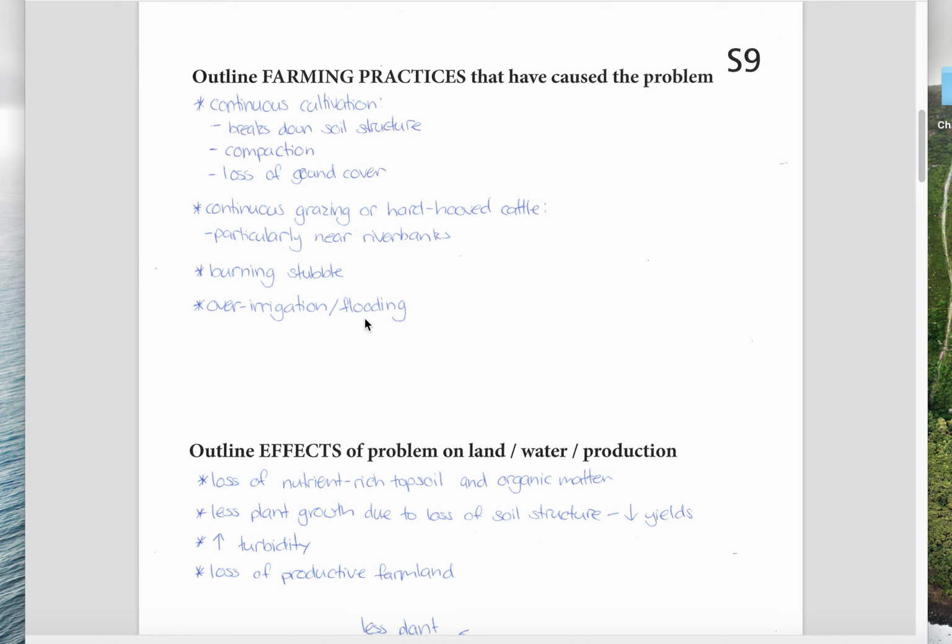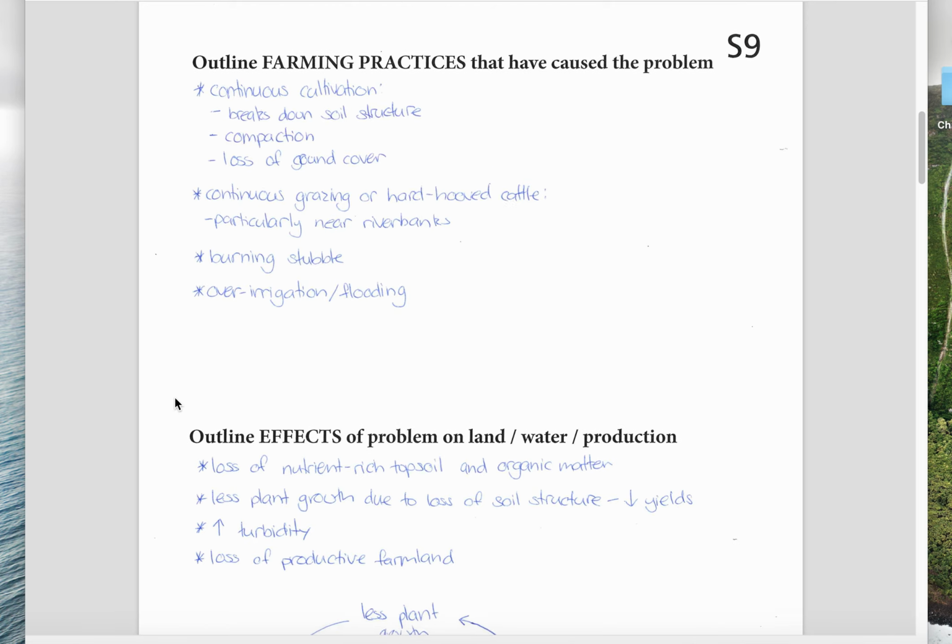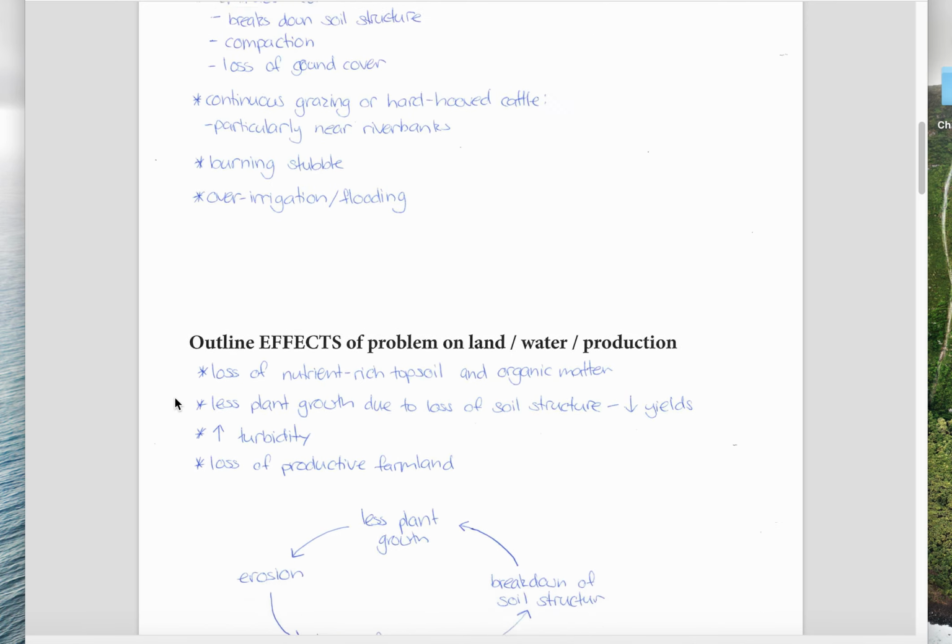Also over irrigation and flooding, obviously having too much water on the surface, can cause soil to erode as well. And that soil ends up in waterways, and one of the next dot points is looking at the quality of water. Basically we're losing the soil and then it's going into waterways mostly, which is a problem for the waterways.